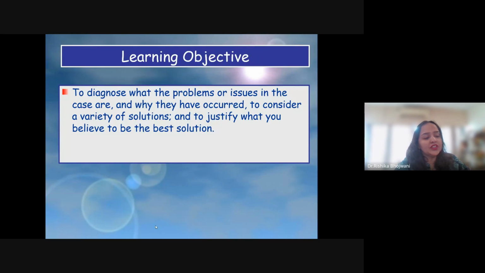So business studies, education, social science, everywhere. A case can be developed for any field. It's not only business management; it can be developed for any field.